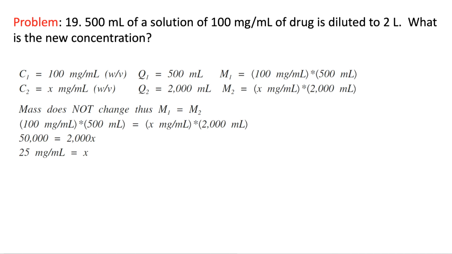So 100 times 500 is 50,000. And then I can set that equal to X times 2,000, which is 2,000X. Divide both sides by 2,000, and I get 25 milligrams per milliliter. Okay, or my value is 25. And remember, my X was a concentration in milligrams per milliliter. So my answer is 25 milligrams per milliliter. And that answers this question.